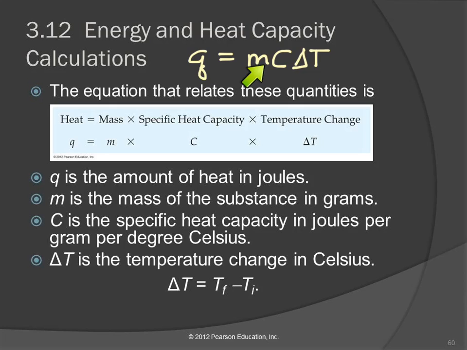Q equals MCAT. MCAT is a test that you need to take to get into medical school. This delta is not an A, but it kind of looks like an A. So this looks like MCAT, right?